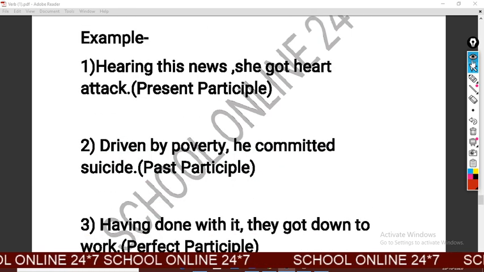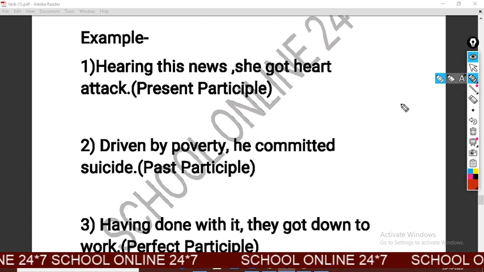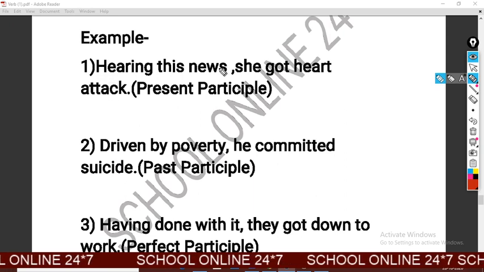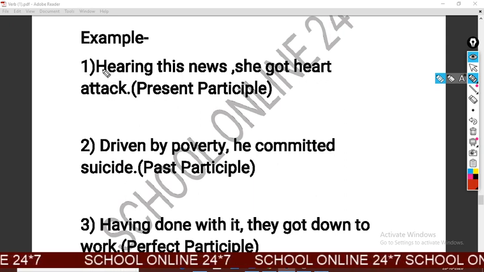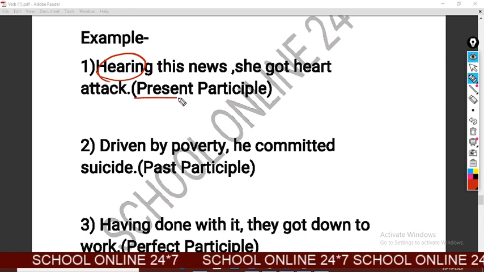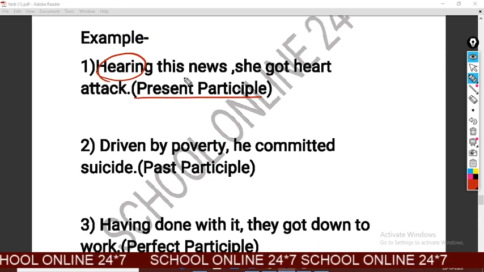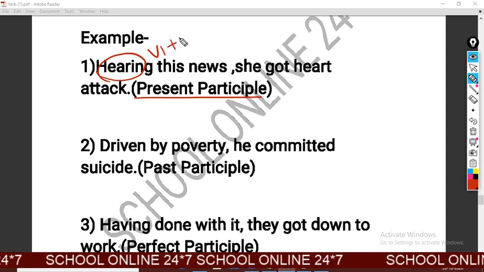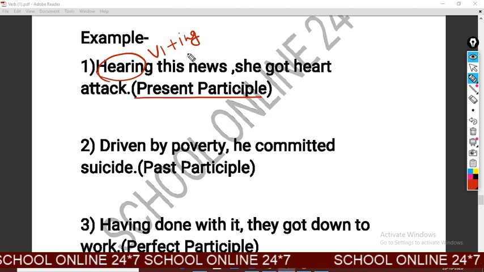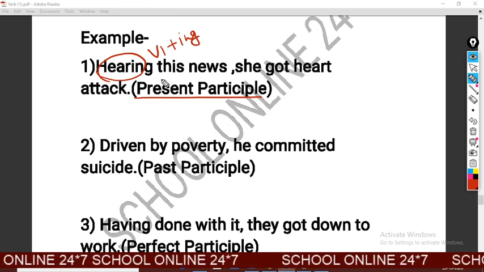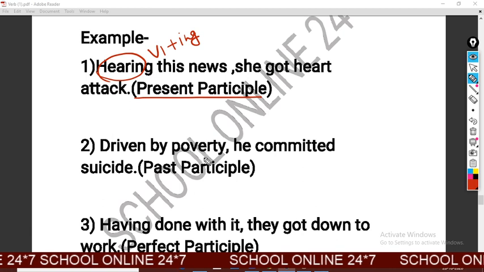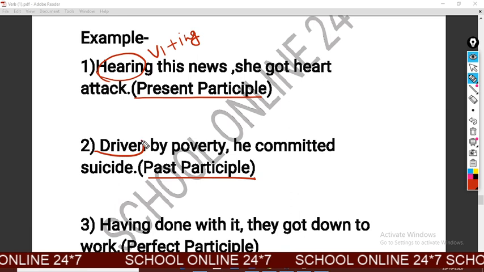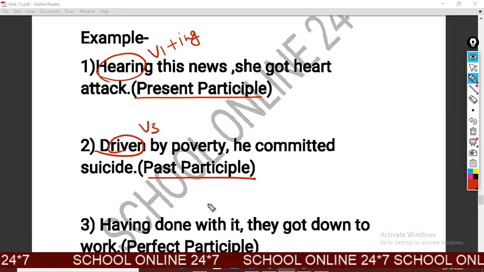How? Look at the example and understand it very well. Hearing this news, she got heart attack. Hearing. This shows us the present participle because there is first form of the verb plus ing, and this acts as an adjective. Driven by the poverty, he committed suicide. There is past participle. Driven is your third form of the verb.